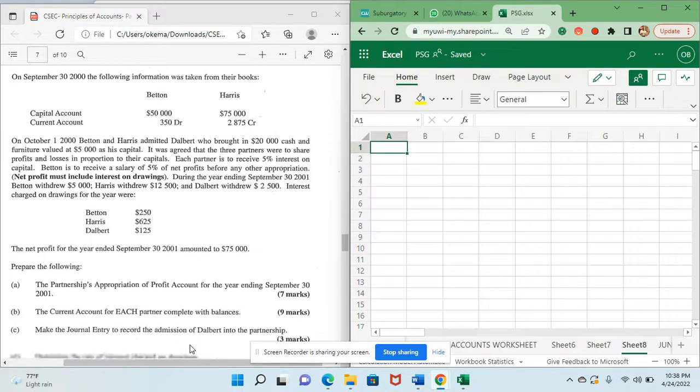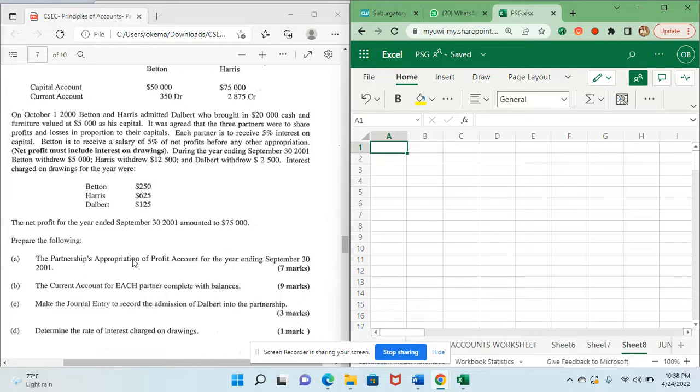Net profit here, and they ask us four things. First, we're asked to prepare the appropriation account for the year ending September 30th, 2001. We're asked to prepare the current account for each partner, complete with their balances, make the journal entry to record the admission of Dalbert into the partnership, and determine the rate of interest that was charged on drawings. So first things first, I'm just going to start off with the journal entry.